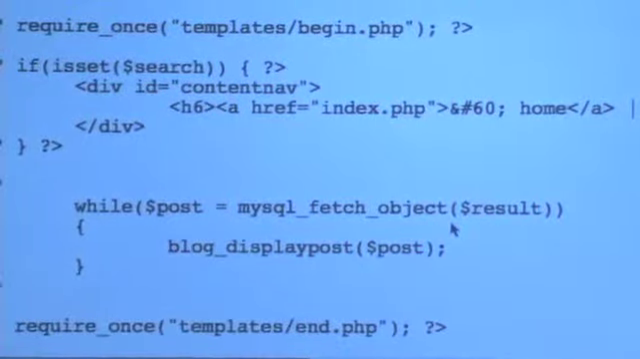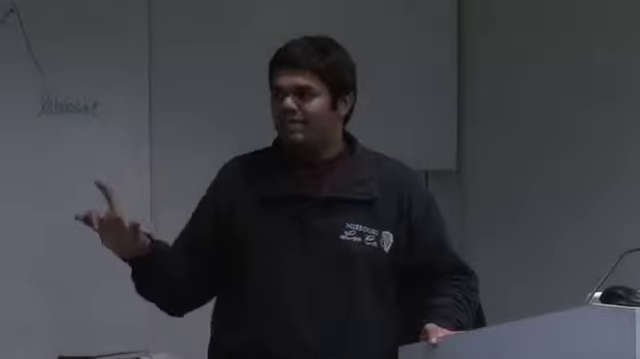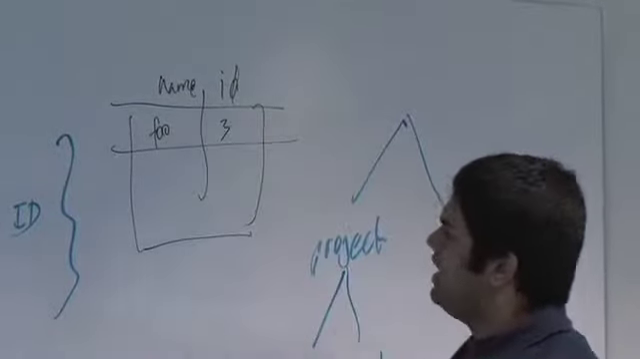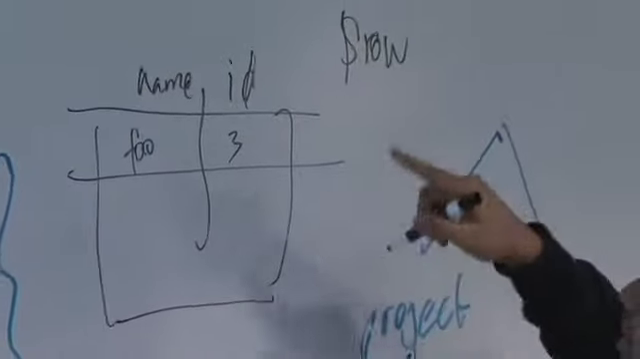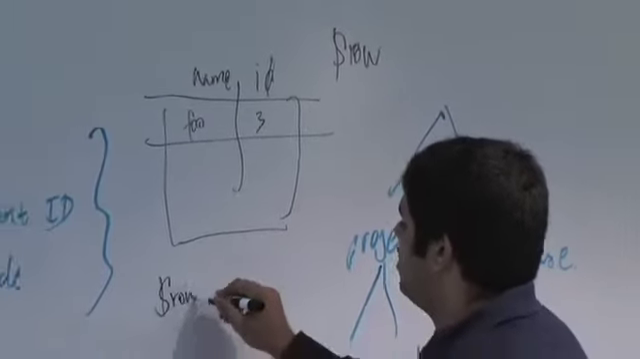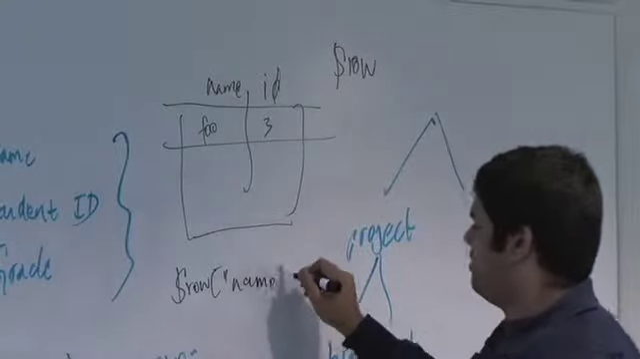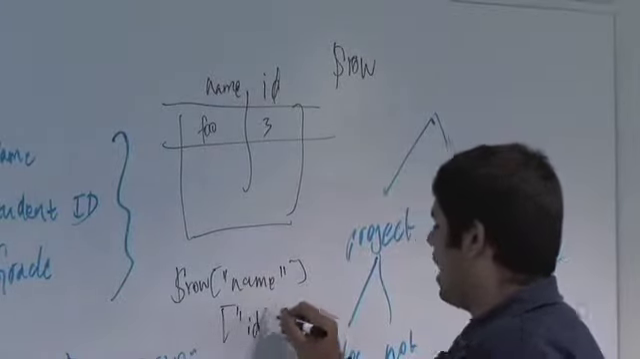So what's the fetch object? I haven't seen that one before. Okay, so we've seen MySQL fetch array a couple of times. MySQL fetch array fetches the row as an associative array. So if you have a row that has name and ID in a very simple database, and you have foo and 3, and you fetch it as an array into the variable $row, the way you would access these is just $row of name and $row of ID.